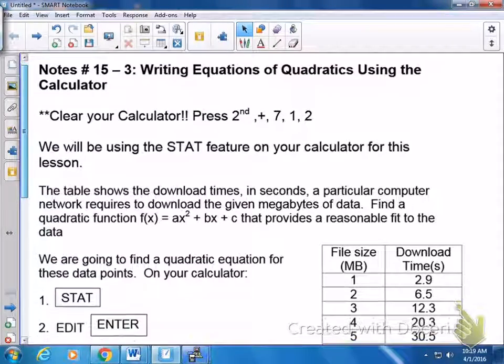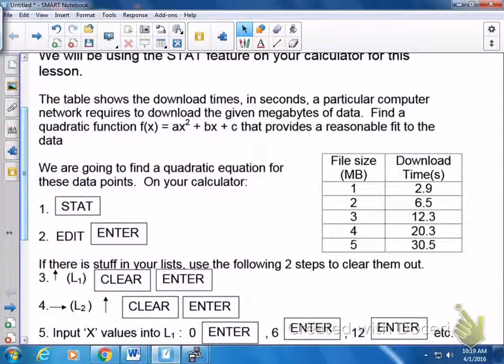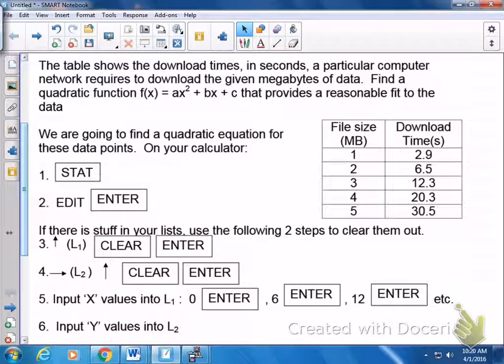So we're going to be using the stat feature in our calculator for this lesson pretty much exclusively. The problem we're going to be working with first says the table shows the download times in seconds of a particular computer network that requires to download the given megabytes of data. It says find a quadratic function, f of x or y equals ax squared plus bx plus c, that provides a reasonable fit to the data. So here's the table. We have file size, looks like that's going to be our x values, our independent values. We have download times, which are going to be our y values, our dependent variables.